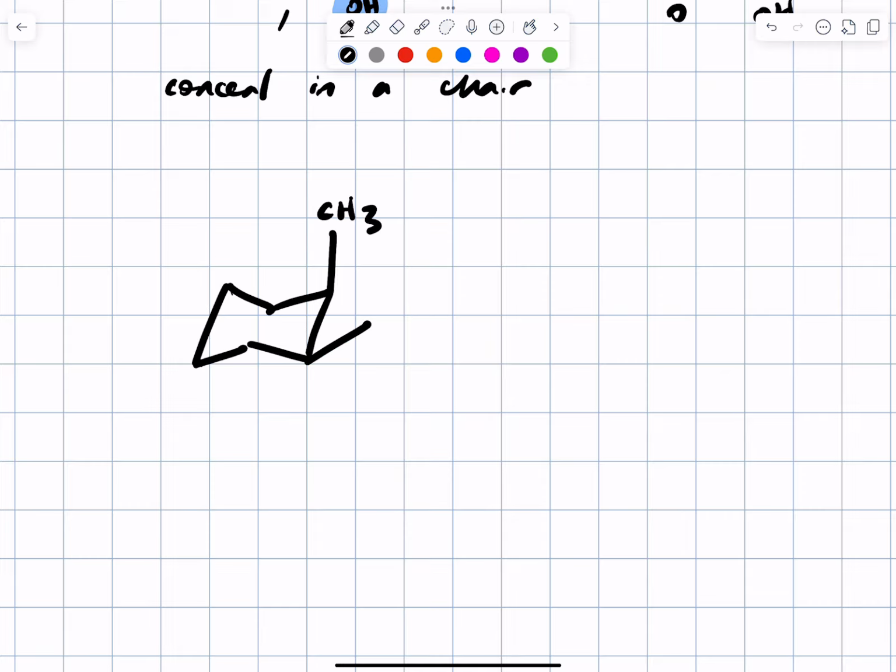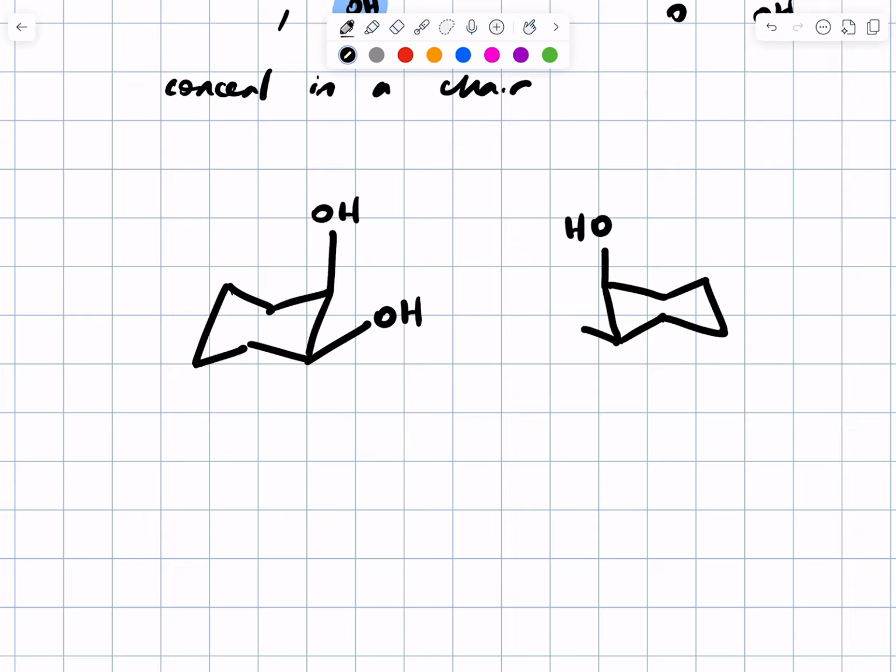So, oh, fine, I don't want methyl groups. Let's do OH groups. This question could be formatted in a couple of ways. I could draw just this one and ask you, is it chiral or not? Or I could draw both of them and say, what is the relationship between these compounds? Are they the same compound? Are they enantiomers? Are they diastereomers?